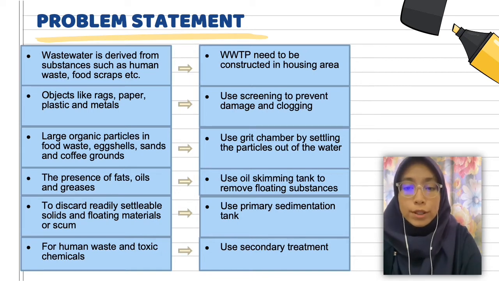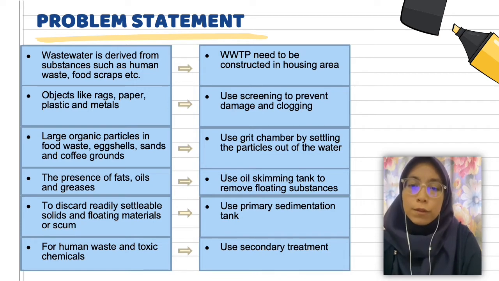Next, to remove large objects such as rags, papers, plastics, and metals, we use screening as the first unit operation in the wastewater treatment plant to prevent damage and clogging. Large organic particles in food waste, eggshells, sand, and coffee grounds can be settled out of the water by using a grit chamber.